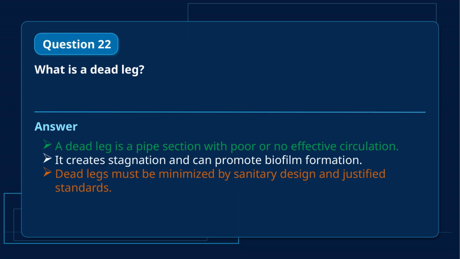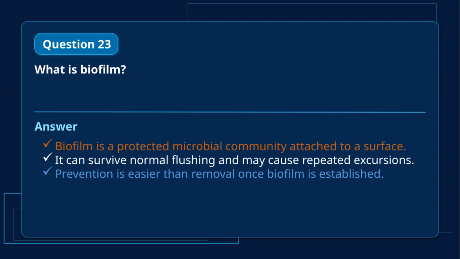Proper sanitary design and adhering to established standards help ensure that these stagnant areas are reduced, promoting cleaner and safer systems overall. So, what exactly is a biofilm? Essentially, it's a microbial community that forms a protective layer while attaching itself to a surface. This makes it really tough to get rid of because it can survive regular flushing or cleaning processes.